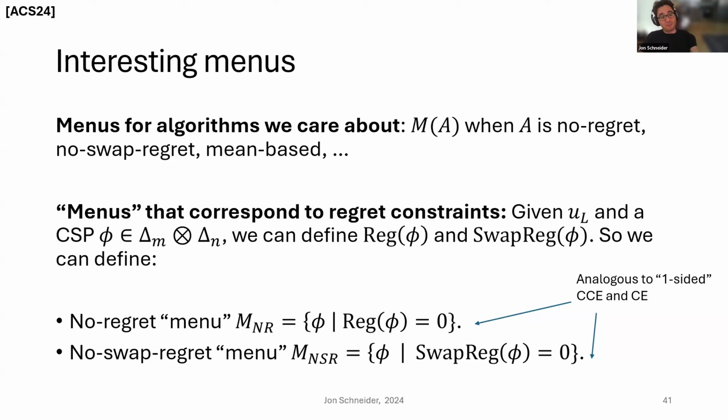So we can define sets like this no regret menu, which contains all the points which have 0 external regret for the learner, and also the no swap regret menu, which contains all the points which have 0 swap regret for the learner. And here the 0 is asymptotic, so it really contains a set of points which have little o of t regret and little o of t swap regret.